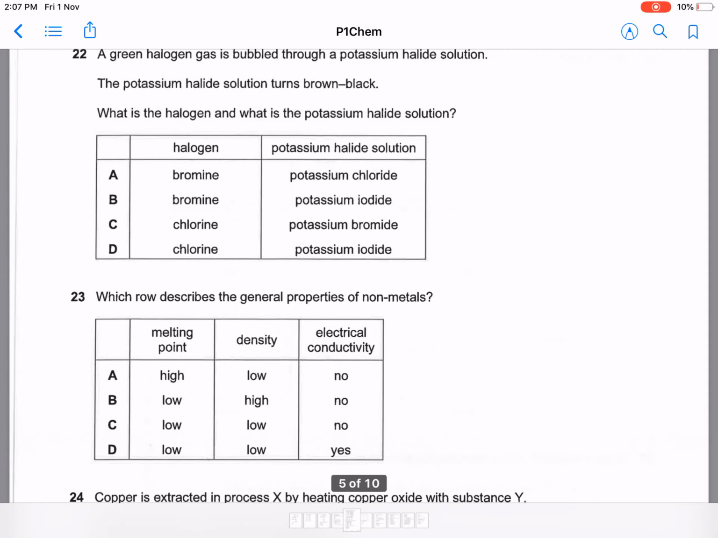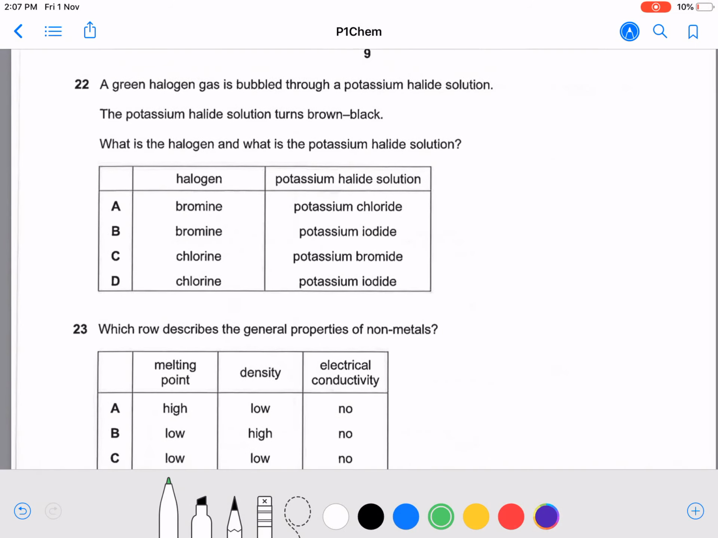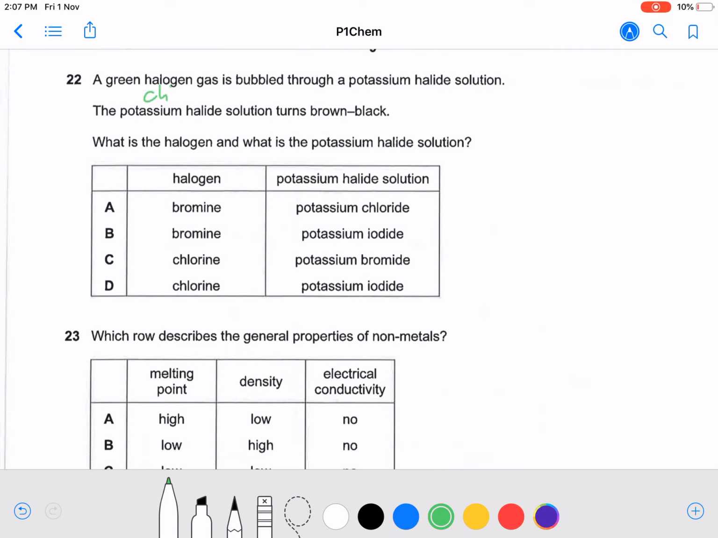27. A green halogen gas. Remember which one was the green halogen gas? The green halogen gas is chlorine. It is bubbled through potassium iodide. So it's Cl2 gas going through potassium halide. Okay. Doesn't tell me which one. It does tell me it turns brown black.